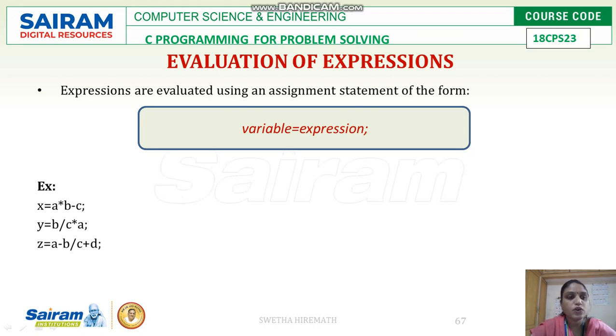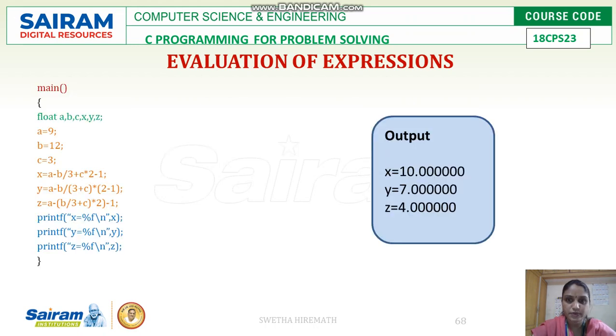Similarly, here also z = a - b / c + d. Which has the highest priority? b / c has the highest priority. We evaluate it first, then we go with the a minus, and whatever resultant value we get will be added with d. Like that we get the values and evaluate the expressions.